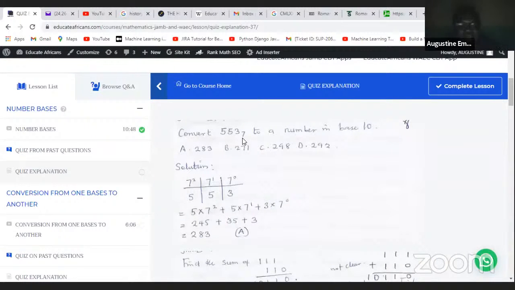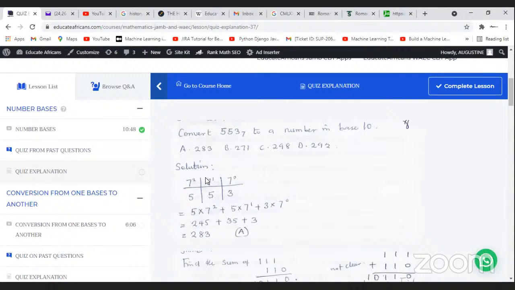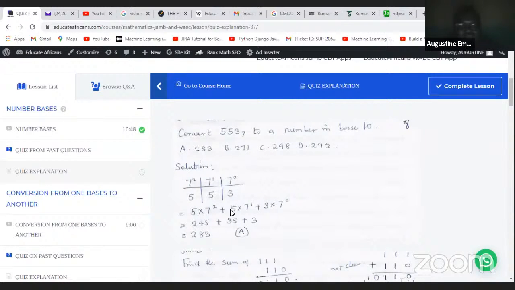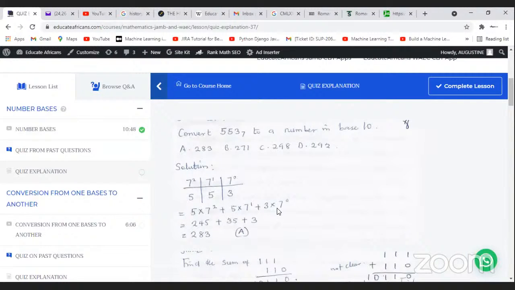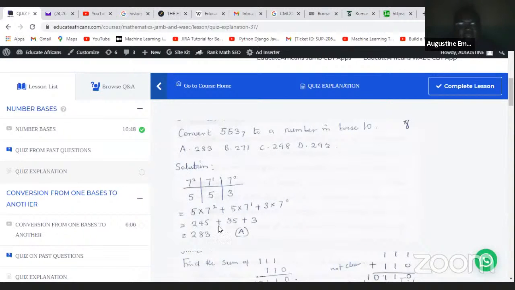5 times 7, where 7 is the base, to power 2 because there are 2 digits in front. Plus 5 times 7 to power 1. Plus 3 times 7 to power 0.